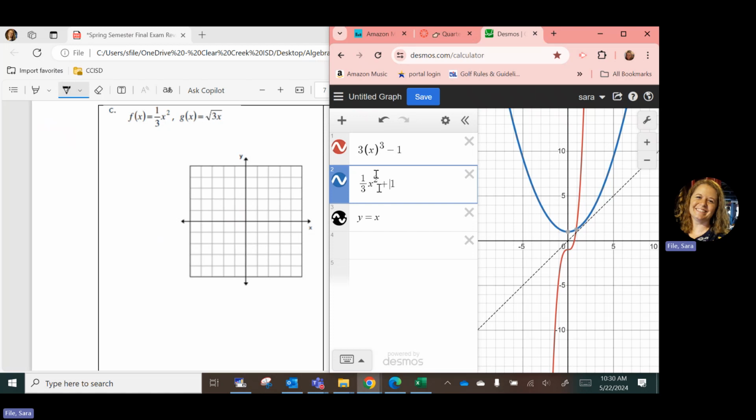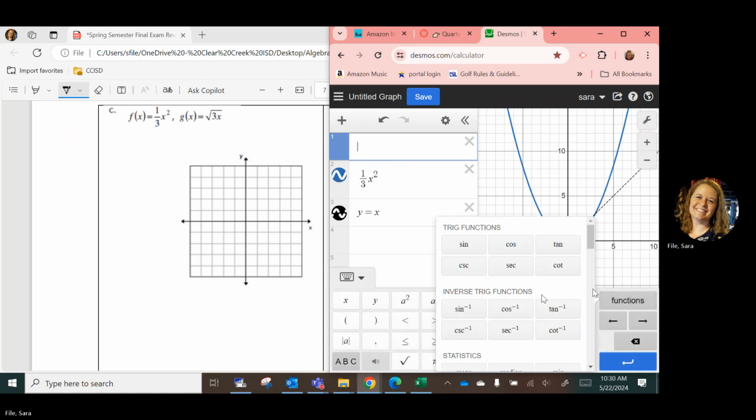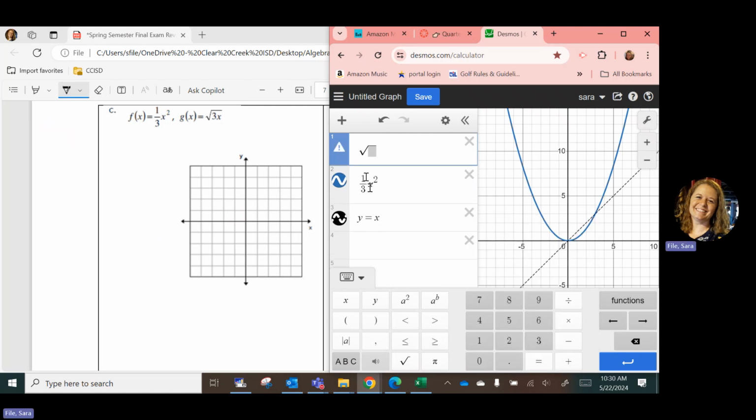All right, 1/3 x squared is one of the functions, and the cube root of 3x is the other one. So I got to go back to here and get the cube root. And it was of 3x. Oh, I'm sorry. That's the square root. I don't know why I'm thinking this is the cube root. I made that more complicated than it needed to be. Square root of 3x. All right, so we've got the square root of 3x and 1/3 times x squared. Okay, and then there's our line.